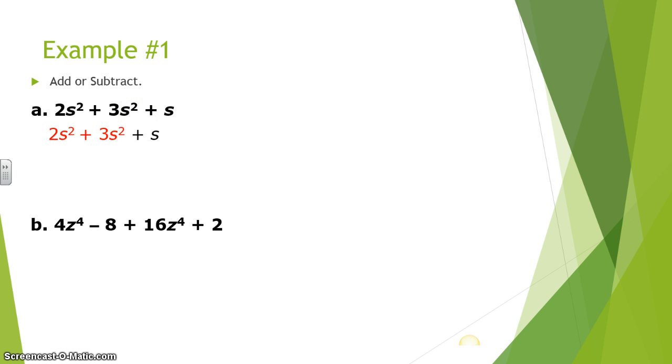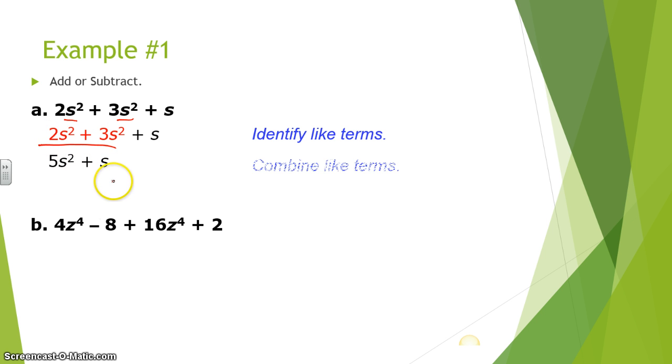The first thing we need to do is identify our like terms. Our like terms are going to be the s squared because they both have an s squared. The s standing alone is not like the others because it doesn't have an s squared. So I put in red here 2s squared plus 3s squared are my like terms, then plus s stands alone. And then what we're going to do is combine that. 2s squared plus 3s squared is going to give me 5s squared plus s, which we did is combine like terms, and this 5s squared plus s is going to be my final answer.